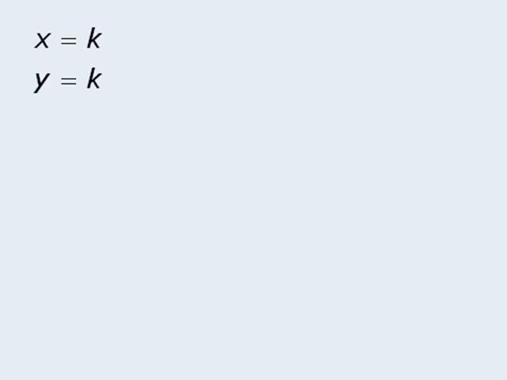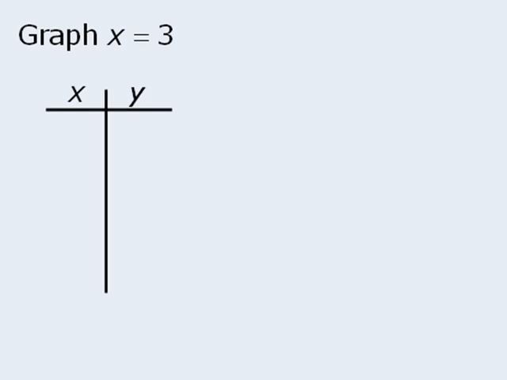k is some constant. Let's begin with equations in the form x equals k by examining the line that corresponds to the equation x equals 3. So first we'll find some points that satisfy this equation. Now the equation tells us that x must equal 3. So there's really only one way to satisfy this equation. x must equal 3. But what about the y value?